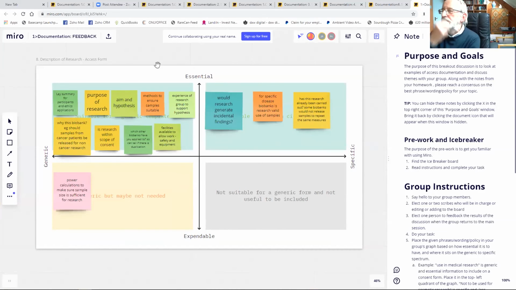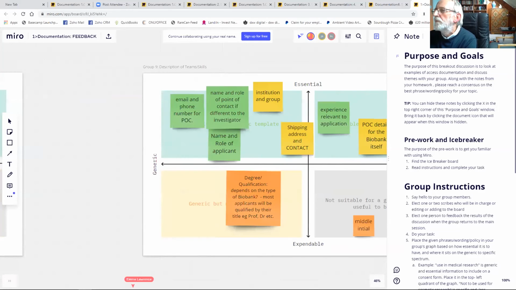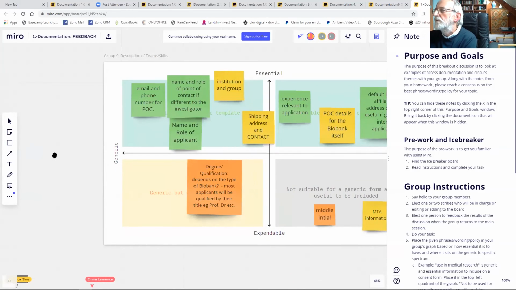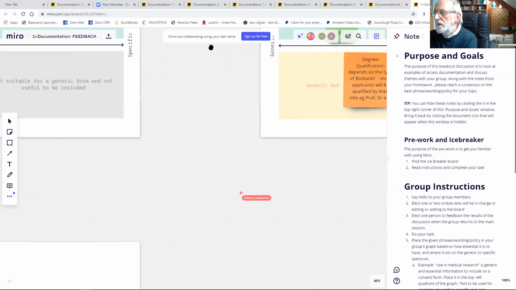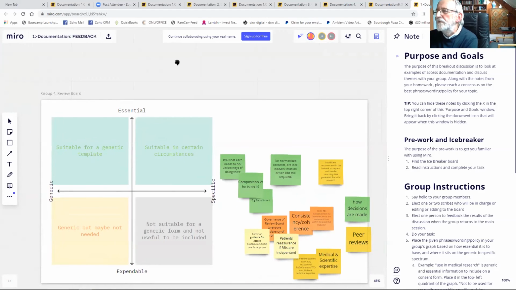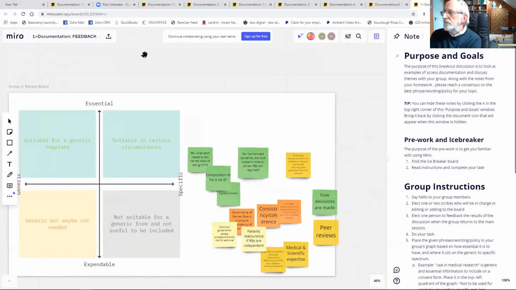Access forms, access useful information there. And 9, teams of skills. So it looks to me, without going through this in painful detail, they're a bit undecided in number 4. So they haven't sorted stuff out, but there's some very key points there. So it looks to me that we've got a lot of useful information where we can begin to distill this into some sort of template.